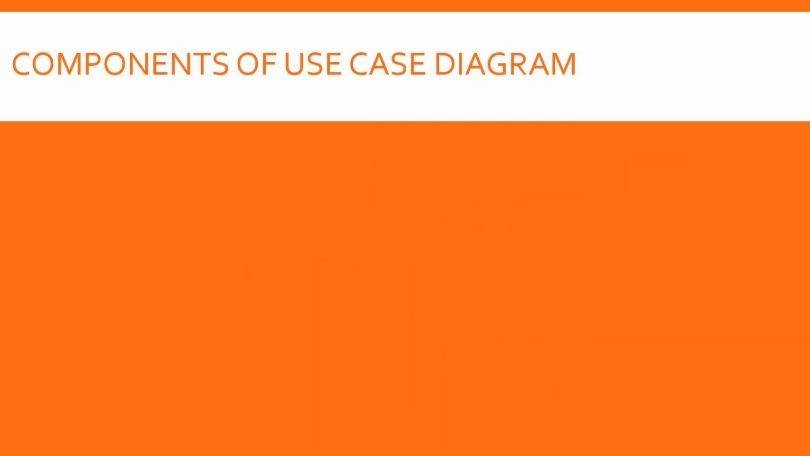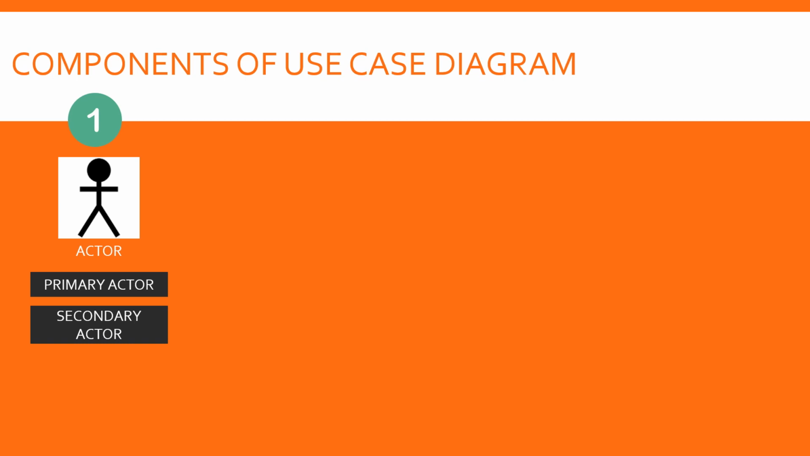Number one, actors. They represent the users who will be interacting with the system. The actors can be a person, organization, or another system. There are two types of actors, primary and secondary. Primary is an actor who triggers the use case. Secondary is an actor who participates in a reactionary way to complete the goal of a use case. The primary actor is indicated on the left side and the secondary actor is indicated on the right side of the use case diagram.